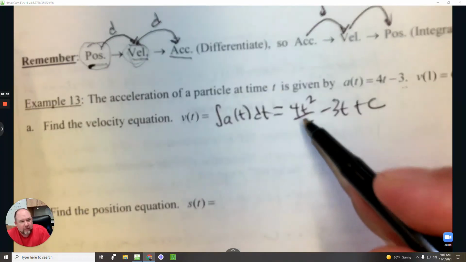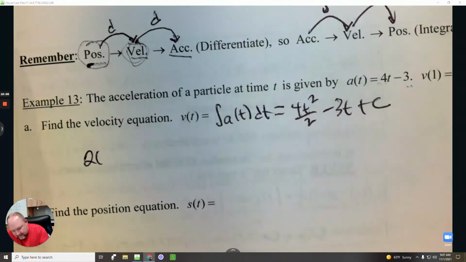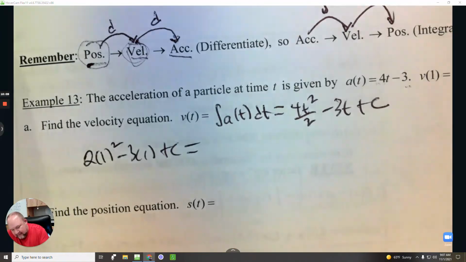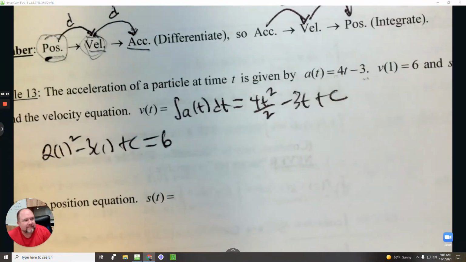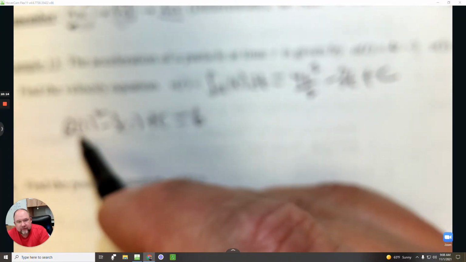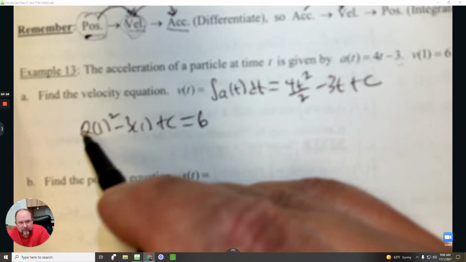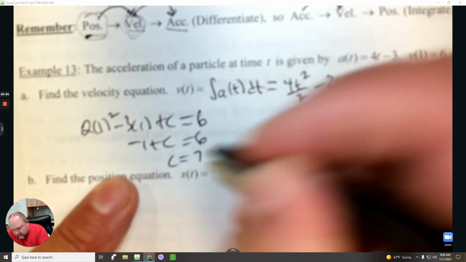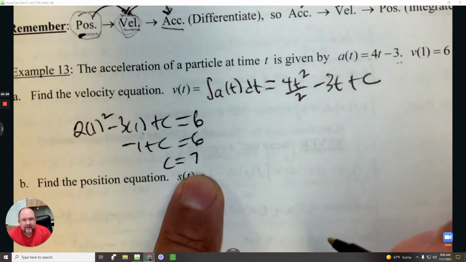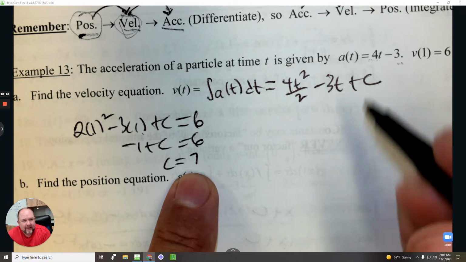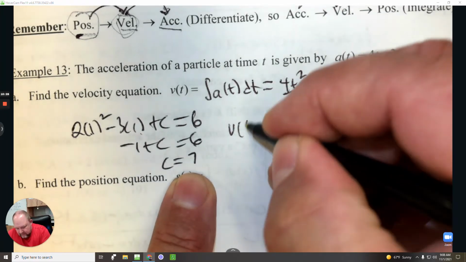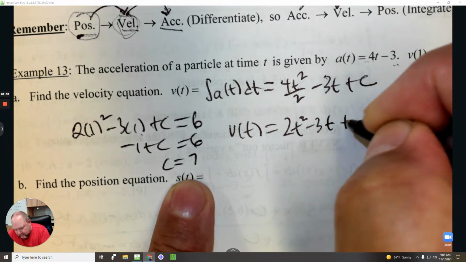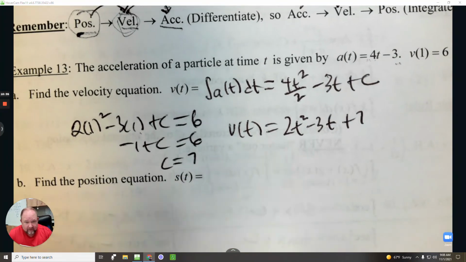So 4 divided by 2 is 2. Then I'm going to plug in 1 and make it equal to 6. And now I'm going to solve it. So this is 2 times 1 squared. So it's 2 take away 3. And then add 1. And c is equal to 7. My camera's going in and out, I know, I'm sorry. And then rewrite this with that. So it's 2t squared minus 3t plus 7. So now I have the velocity.